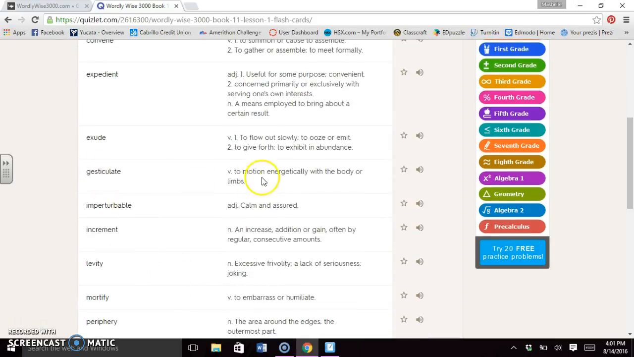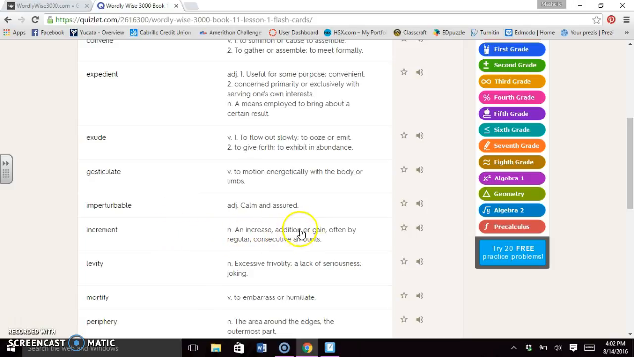And we don't do inappropriate gesticulations in my class, so don't think of that in this aspect, but think of it more as a positive and energetic aspect. Imperturbable is an adjective, so this is calm and assured. So this is more the opposite of gesticulate, because gesticulate has that energetic and body movement in it. Imperturbable is more the calmness and the relaxed and the reassured and hopeful aspects.